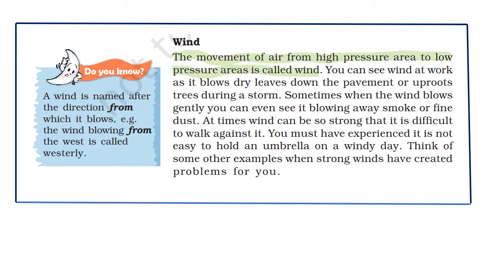As we saw, due to differences in the nature of heating of air due to variation in temperature, air exerts pressure differently in different areas, and due to variation in air pressure, horizontal movement of air is found, which is called wind. So the movement of air from high pressure area to low pressure area is called wind. It is horizontal movement parallel to the earth's surface.